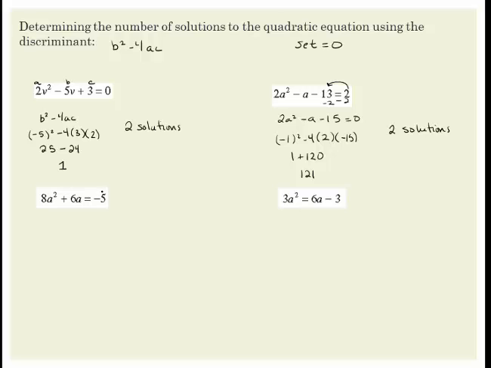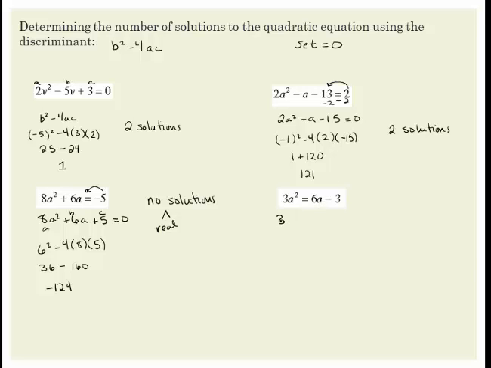Here I need to set equal to 0, so I'm going to move the 5 over and make it positive. So A, B, and C. So I have b squared minus 4 times A times C. So that gives me 36 minus 160, which gives me a negative 124. Because I have a negative number, I will have no solutions. Or I should say no real solutions.